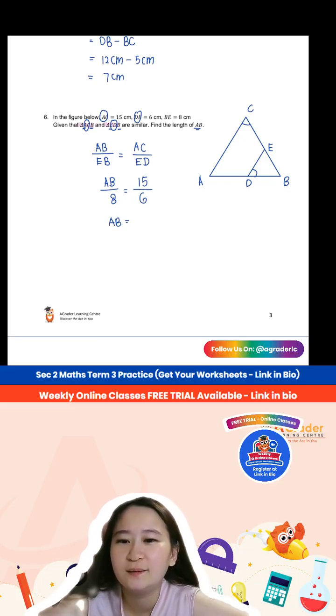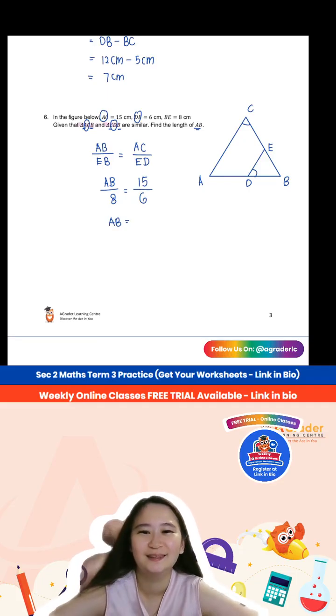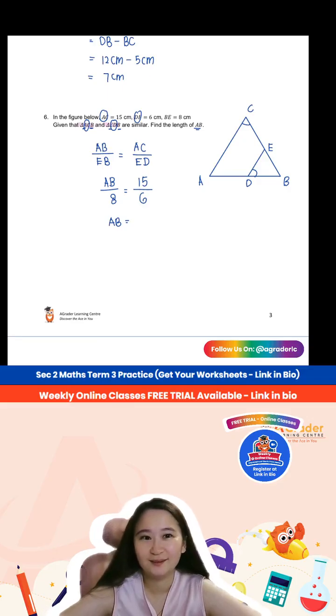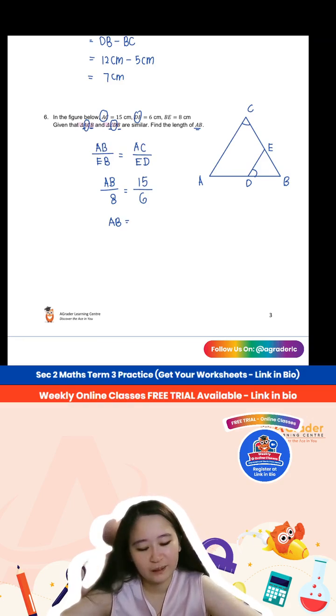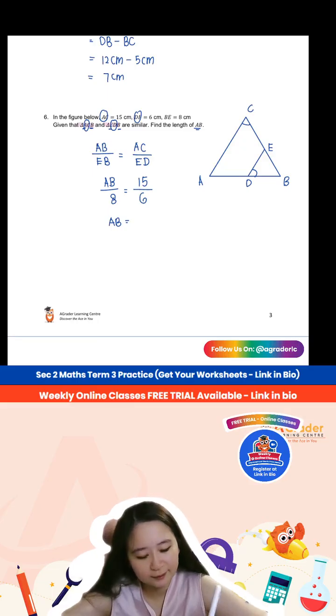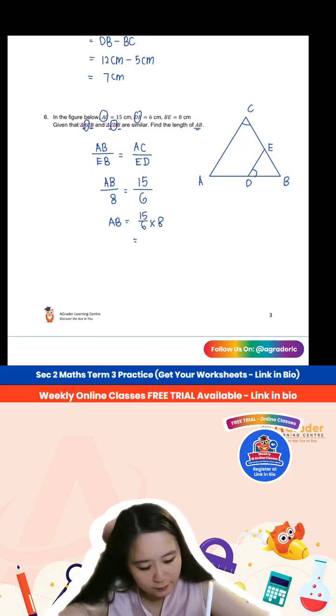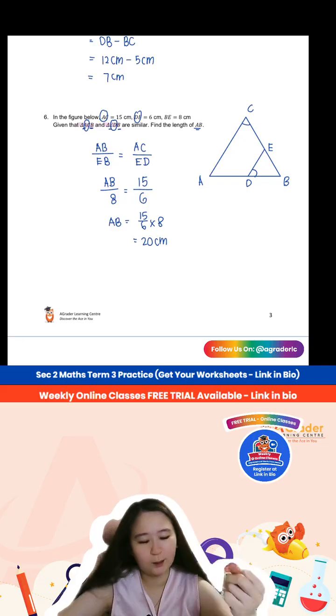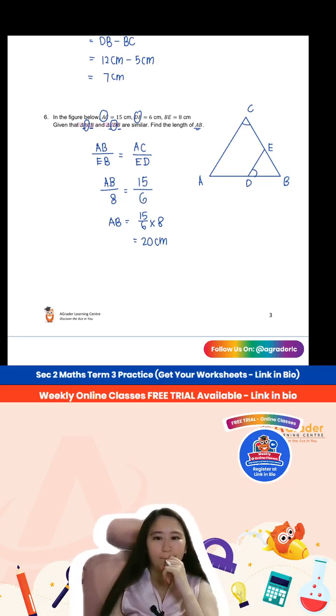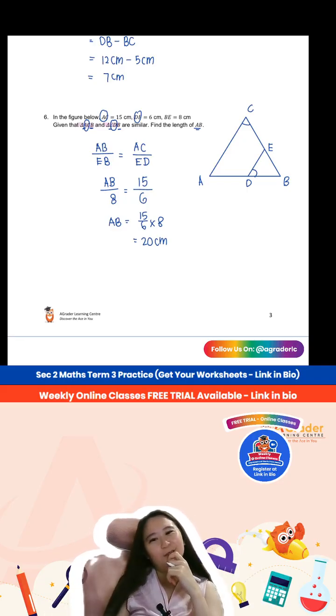I can't read that. What language is that? So AB is 15 over 6, then you times 8. You should get 20 cm here. Oh no, I can't read Japanese at all.